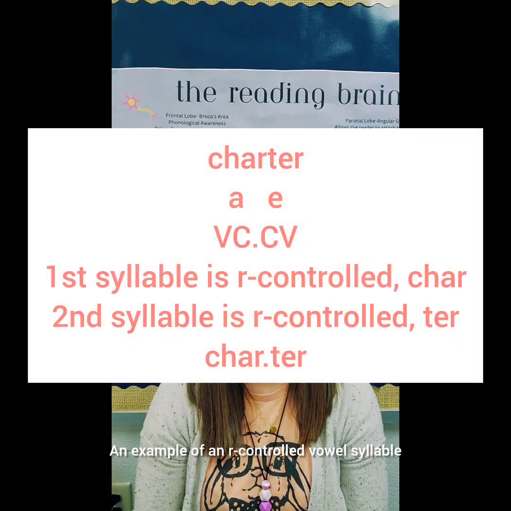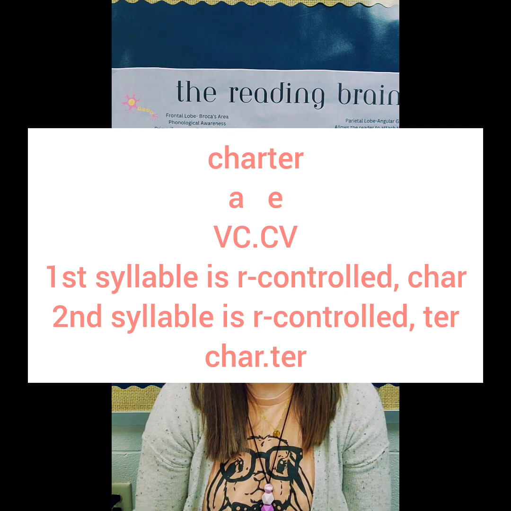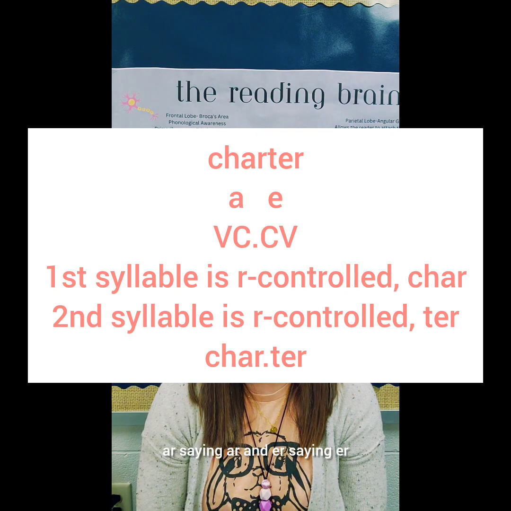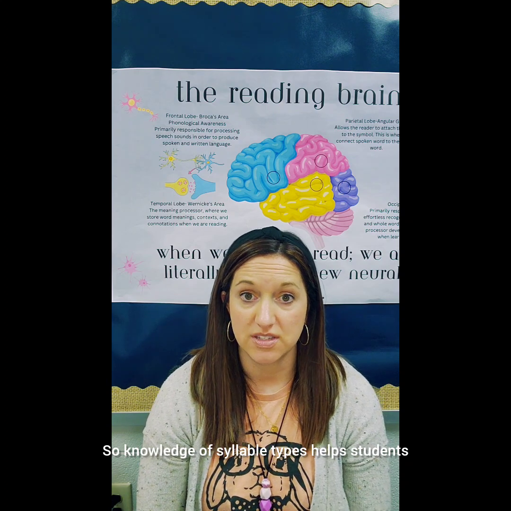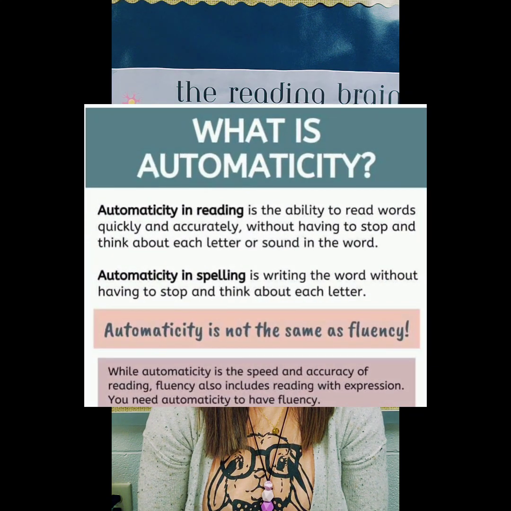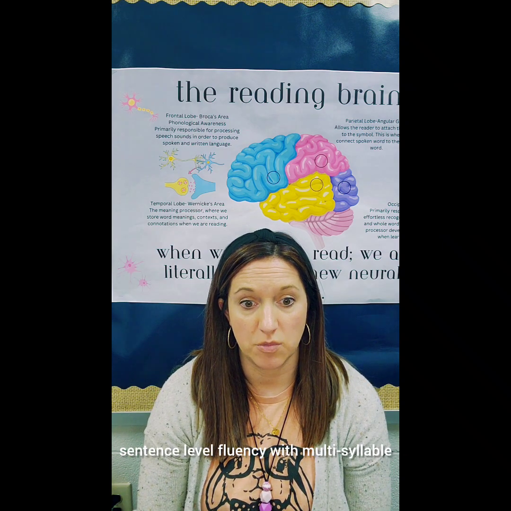An example of an R-controlled vowel syllable would be like in the word charter. There are 2 vowel-controlled R's in there, AR saying R and ER saying R. Words can have combinations of syllable types. So knowledge of syllable types helps students gain confidence in decoding words. Once students have practiced decoding, automaticity can be built with practice. When students are more automatic at the word level, sentence level fluency with multisyllable words is the next step.